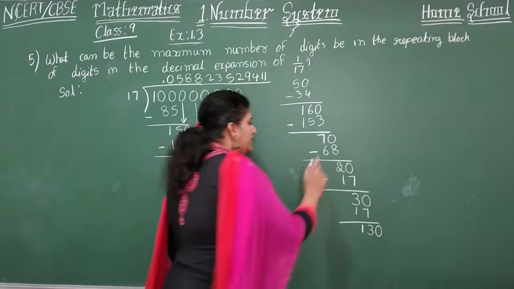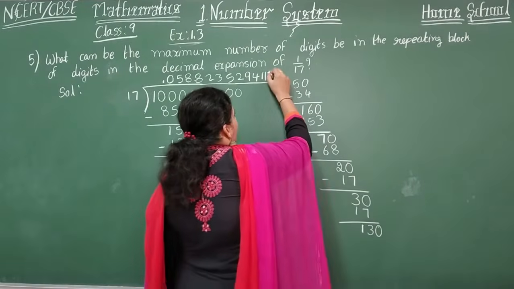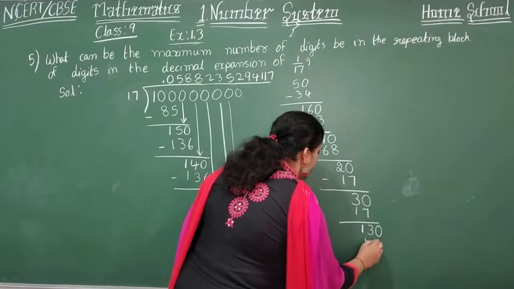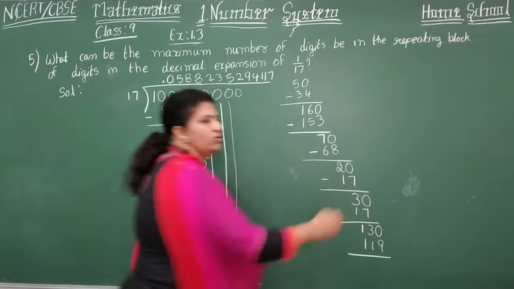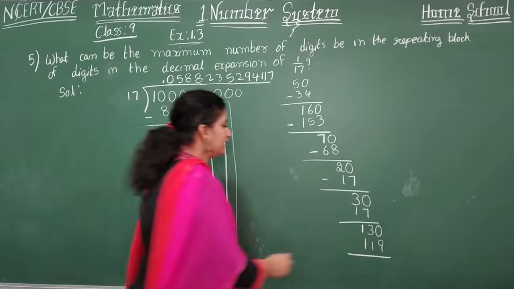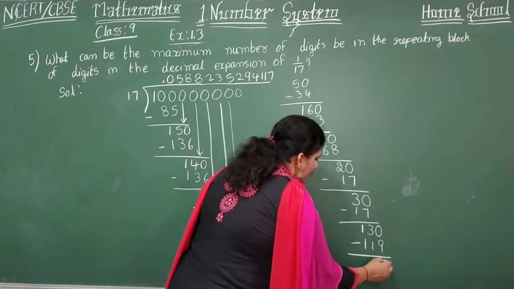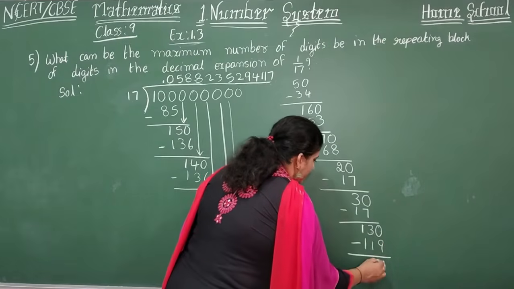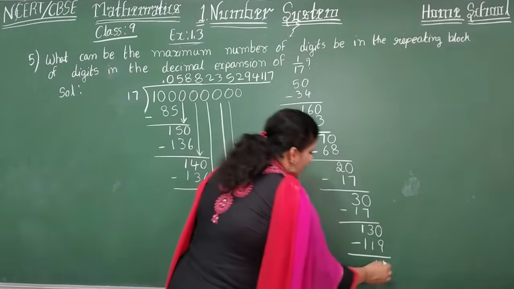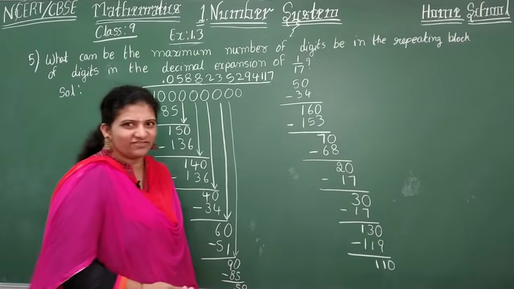17 7s are 119. So yes or no? 17 7s are 119. So now subtract here. 10 minus 9 will be 1. 2 minus 1 will be 1. So again drag 0. So here this is also not sufficient.